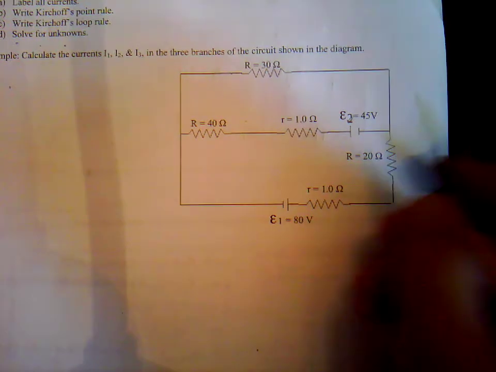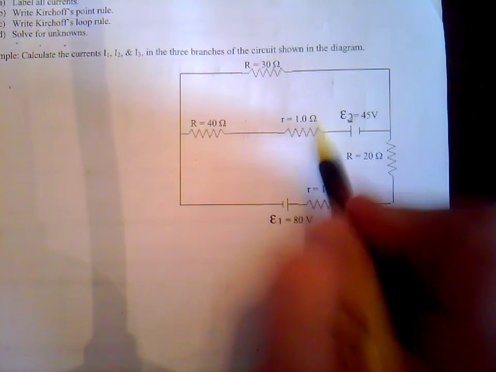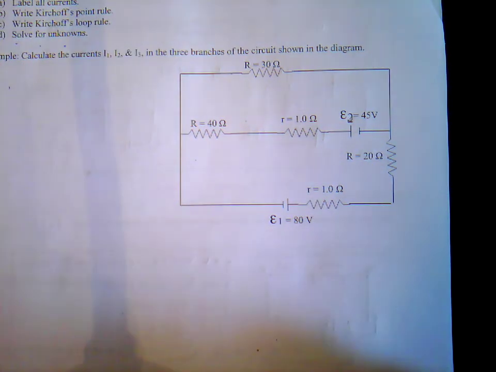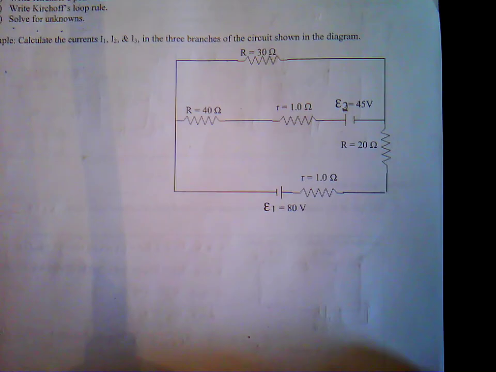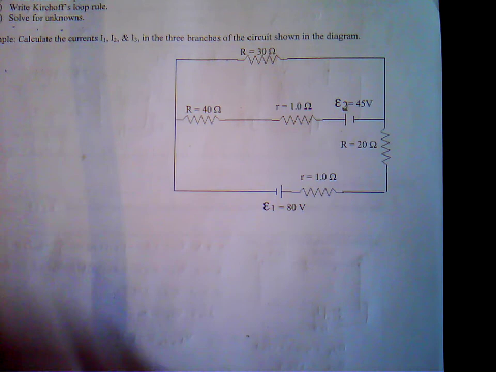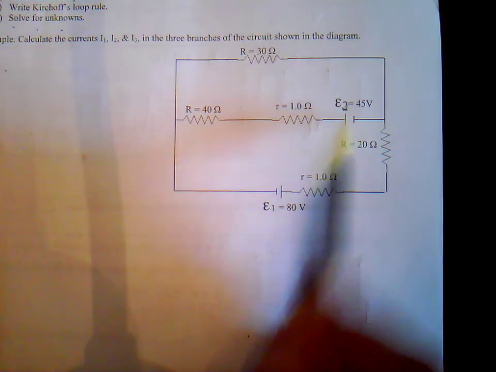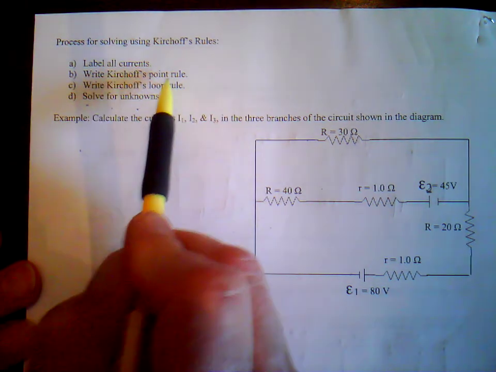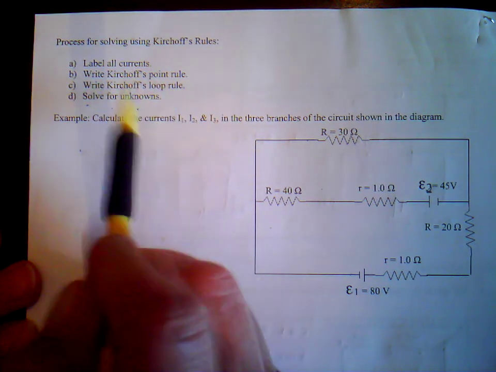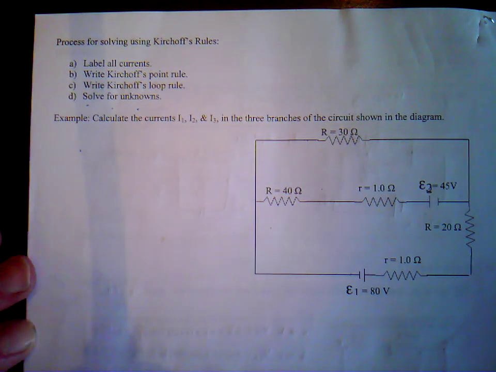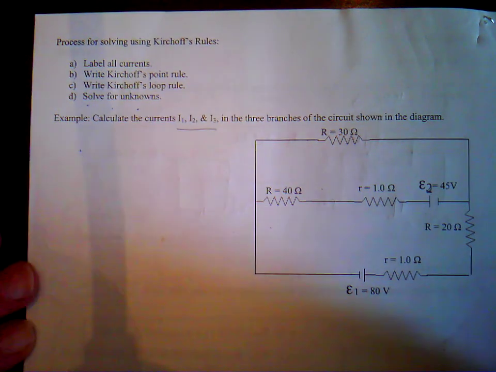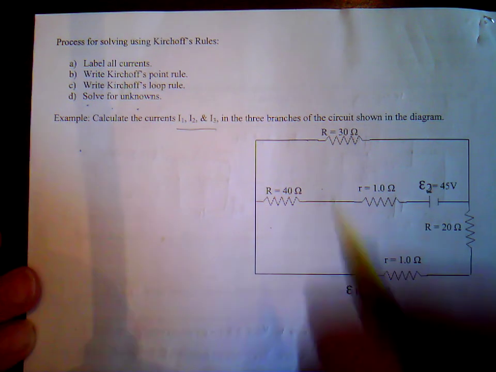But now, because we have 2 batteries in there, we just can't combine those resistances because we can't eliminate that battery. So we have to do this a different way, a little more interesting way to solve this problem. The process of solving this type of circuit with multiple power sources in it is we have to label all the currents, write Kirchhoff's point rule, write Kirchhoff's loop rule, and then solve for the unknowns. What we want to do here, we want to solve for all 3 currents in this circuit because there are 3 different currents. Let's take a look.